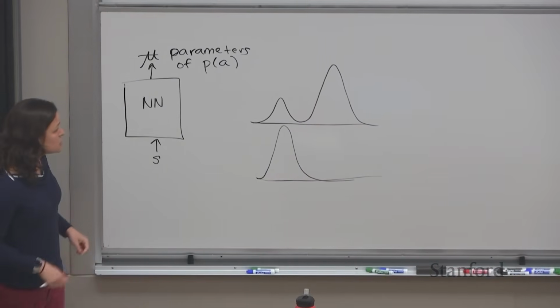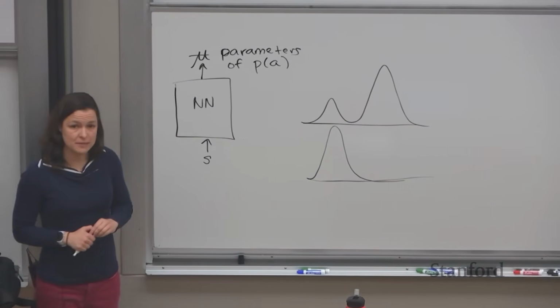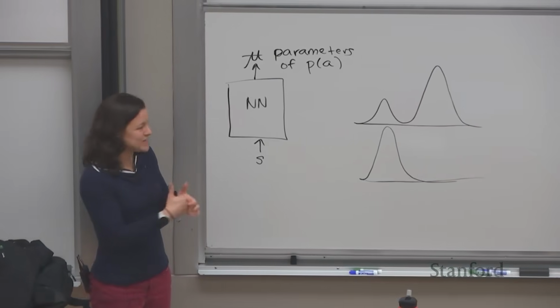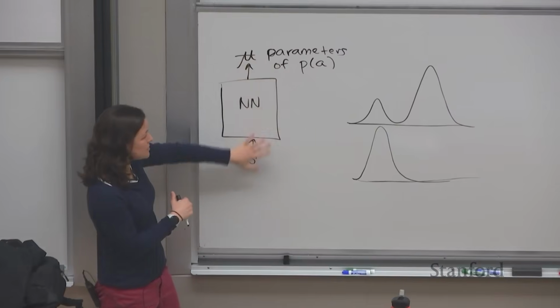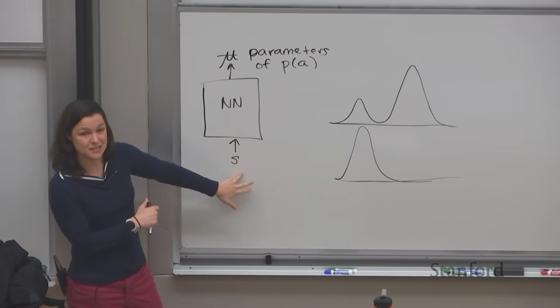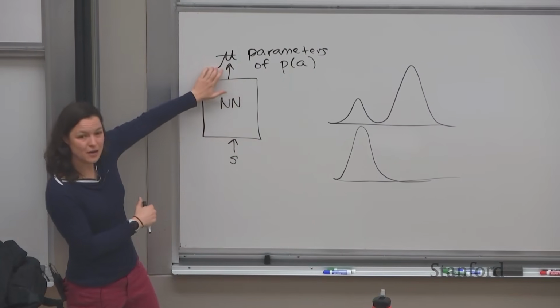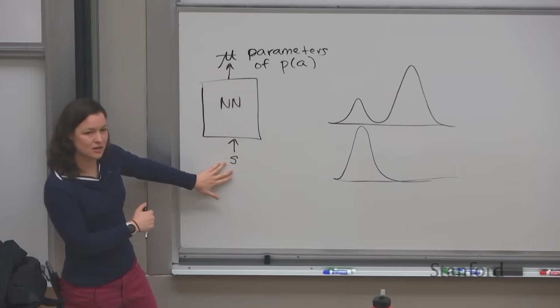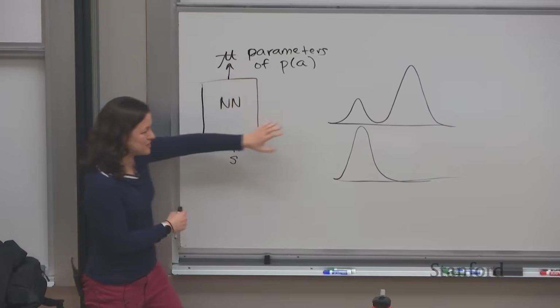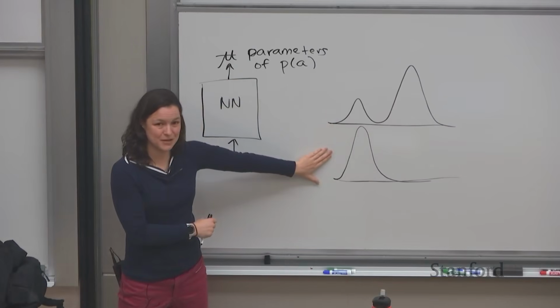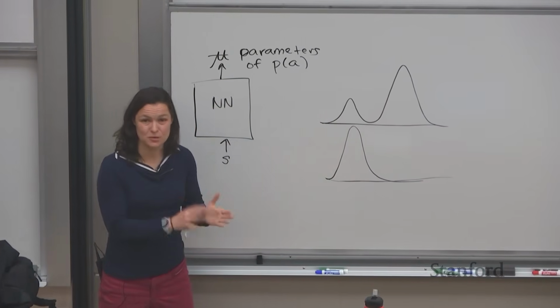Yeah, so the question is, should the parameters of the distribution over actions be state dependent? And yeah, absolutely. I've been writing this as the parameters of p(a), but everything here is implicitly dependent on the state, because this is the output of a neural network that was conditioned on the state. And so in some states, it might choose to output a distribution that's really multimodal. In other cases, it might choose to output a distribution that is much more unimodal.